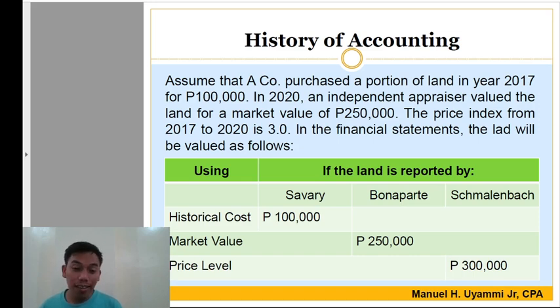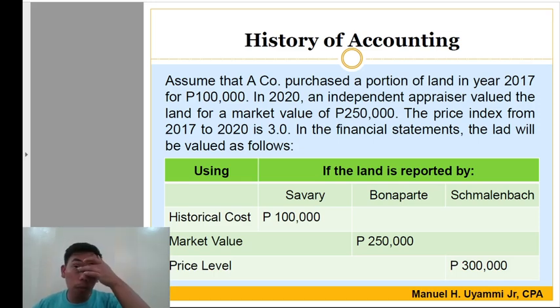Kung susundin natin si Jacques Savary, we still value the land at its historical cost of 100,000. Magkano mo binili siya noon? Yun ang halaga niya ngayon. That is Jacques Savary. Pero kung ikaw si Bonaparte, you will value that land based on its market value. Ngayong 2020, magkano ang halaga niya? 250,000. Kasi noon, 100,000. Ngayon, 250,000.